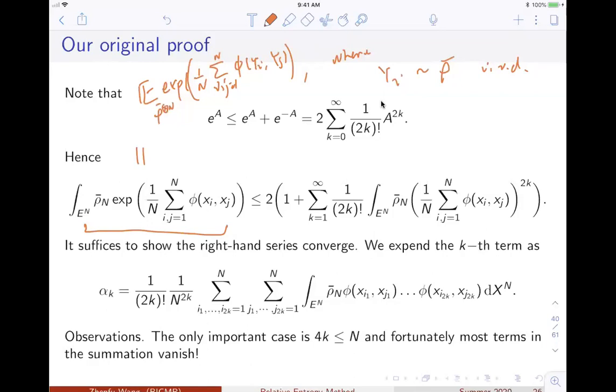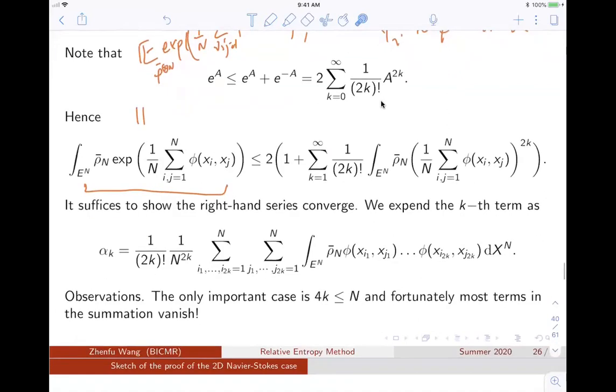We just expand the exponential term using Taylor expansion. The exponential is controlled by just the even terms in the Taylor expansion. So we get a lot of terms.